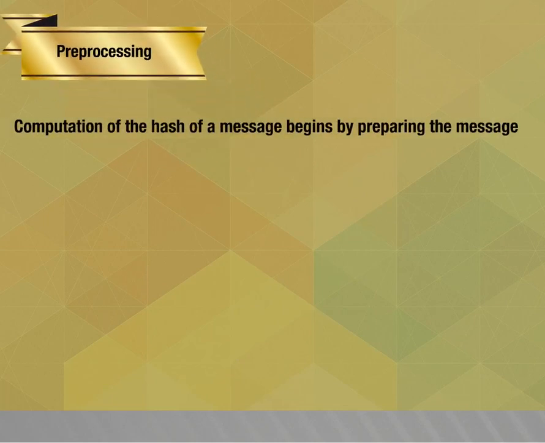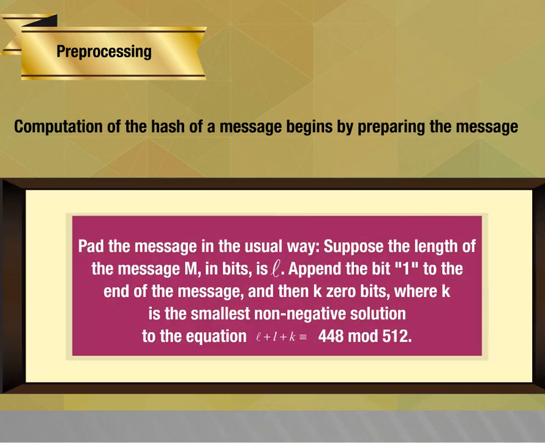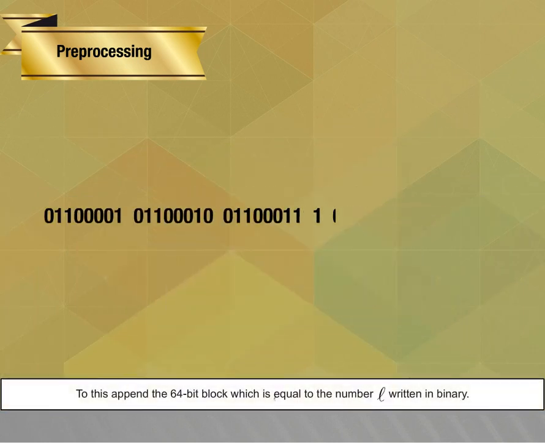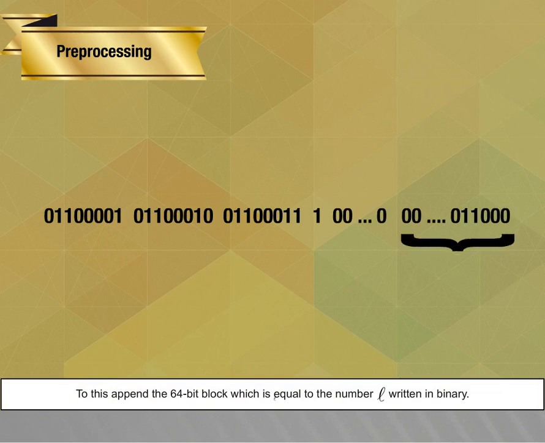Computation of the hash of a message begins by preparing the message. Pad the message in the usual way. Suppose the length of the message m in bits is L. Append the bit 1 to the end of the message and then k 0 bits, where k is the smallest non-negative solution to the equation L + 1 + k ≡ 448 mod 512. To this, append the 64-bit block which is equal to the number L written in binary.